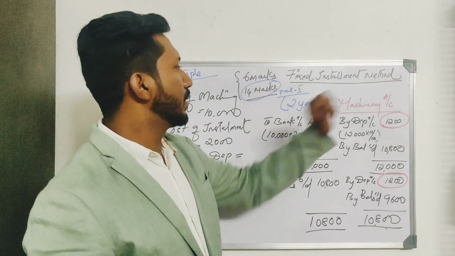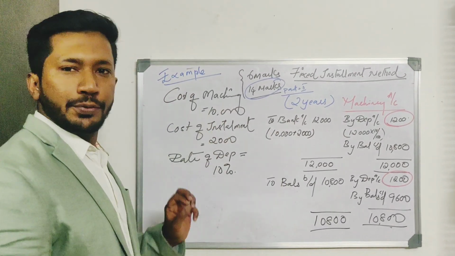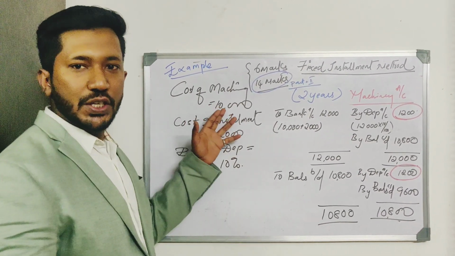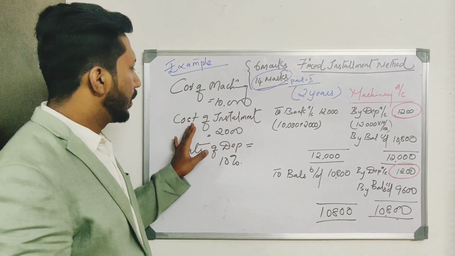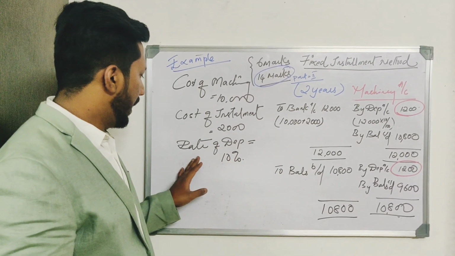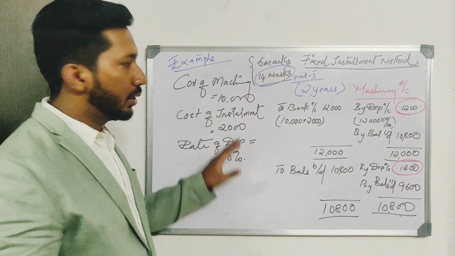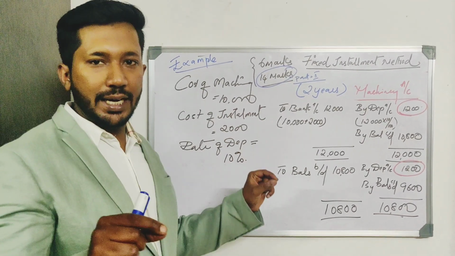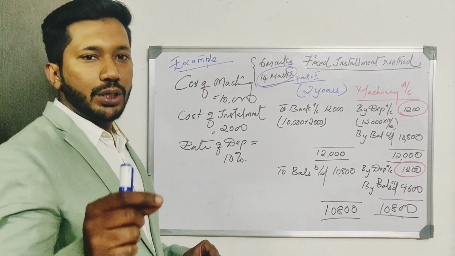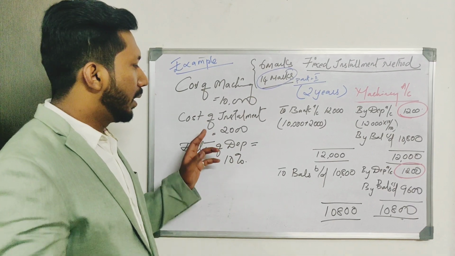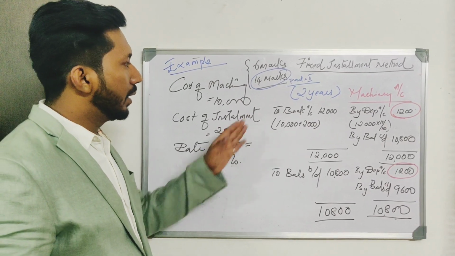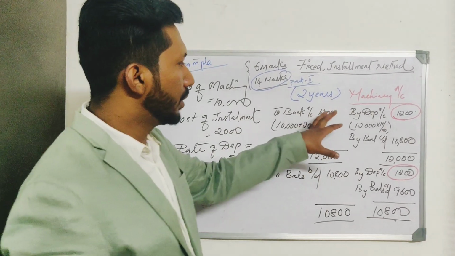Example for the fixed installment method. I've just given a simple example. Let us assume cost of machinery is 10,000 and cost of installment is 2,000. Then next we have the rate of depreciation, 10%. If this is the data given, it will be given in statement form: X Limited purchased machinery worth 10,000 rupees with installment charges of 2,000 rupees, and the rate of depreciation is 10%. So calculate for 2 years.